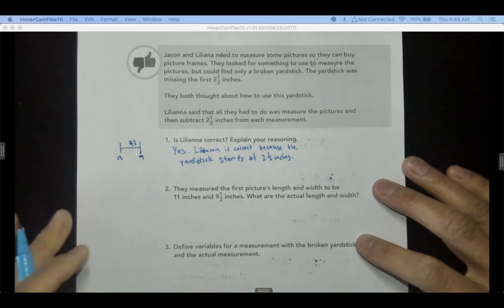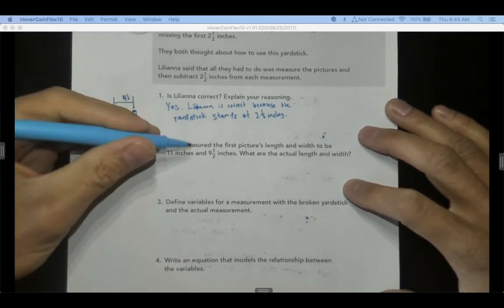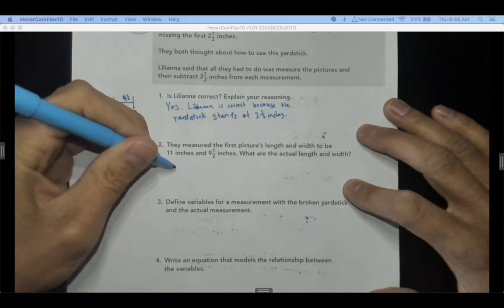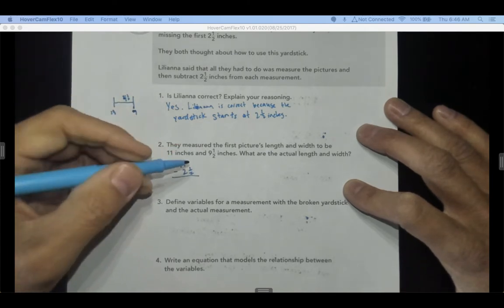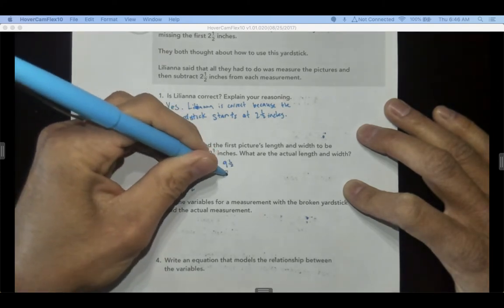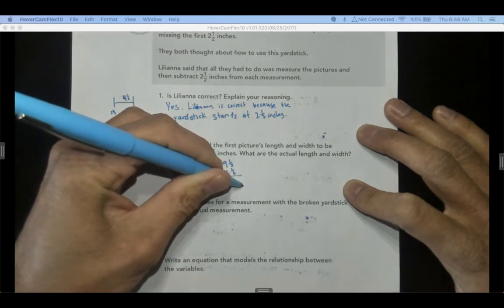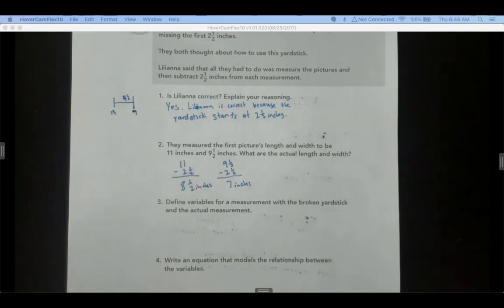Okay, so they measured the first picture's length and width to be 11 inches and 9.5 inches. So what are the actual length and width? If I take 11 inches, I subtract 2.5 inches. That's going to be 8.5 inches. If I take 9.5 inches, I subtract 2.5 inches. That's going to be 7 inches. So the actual measurement is always 2.5 inches less than what they measured with their broken yardstick.